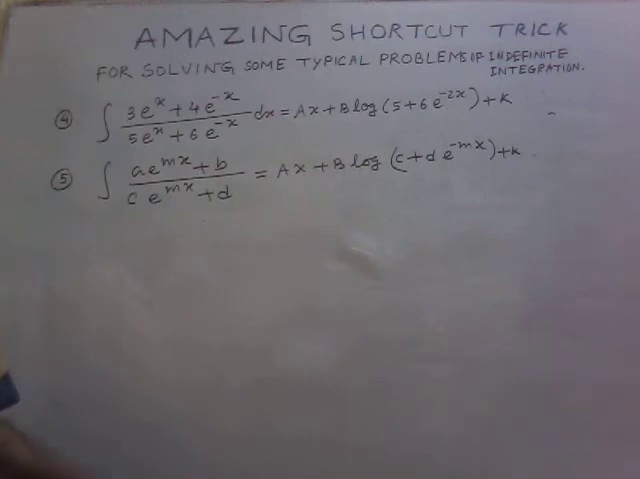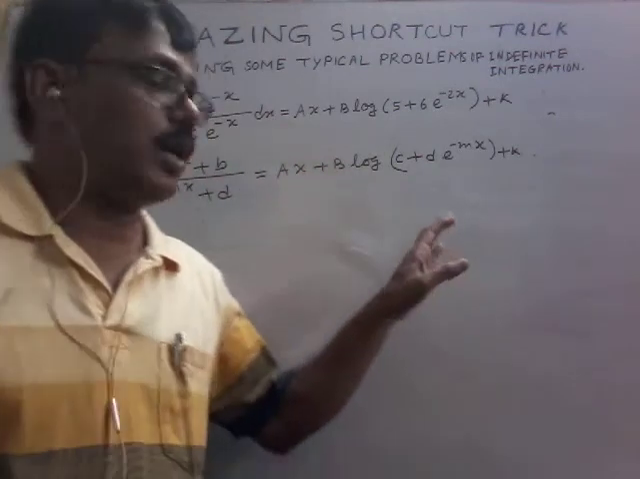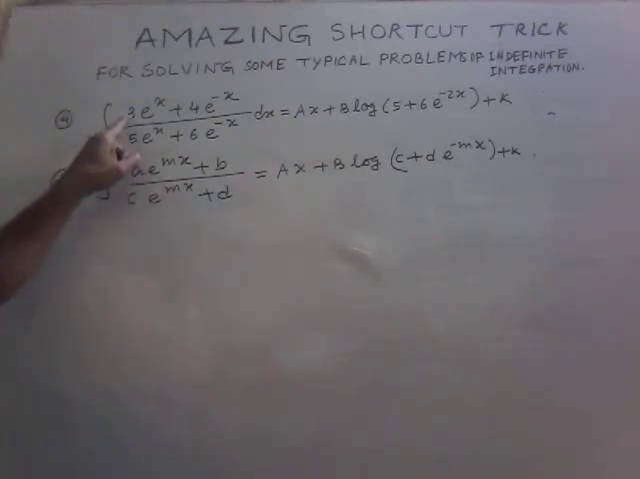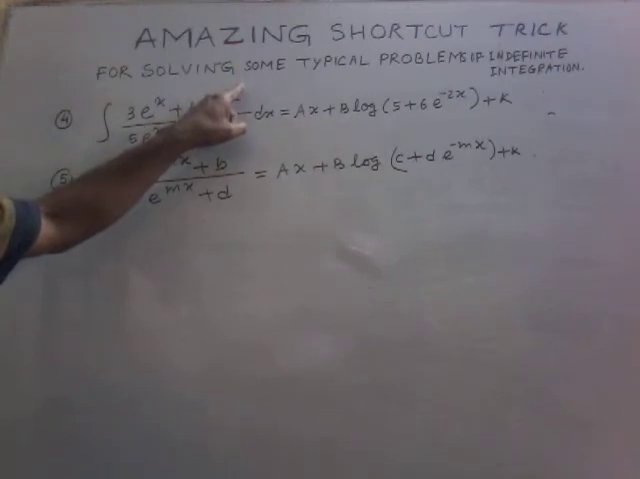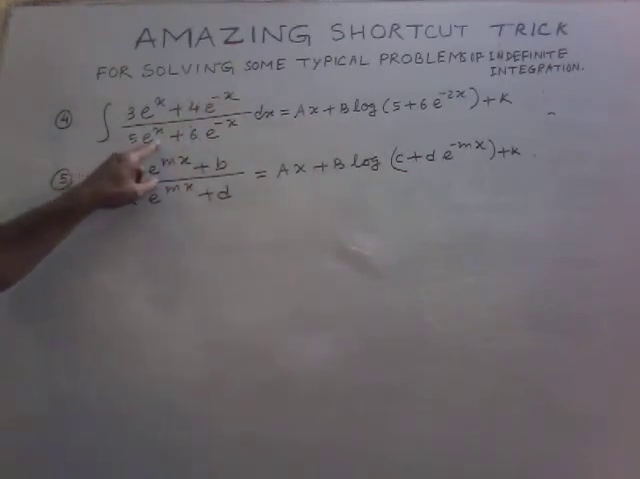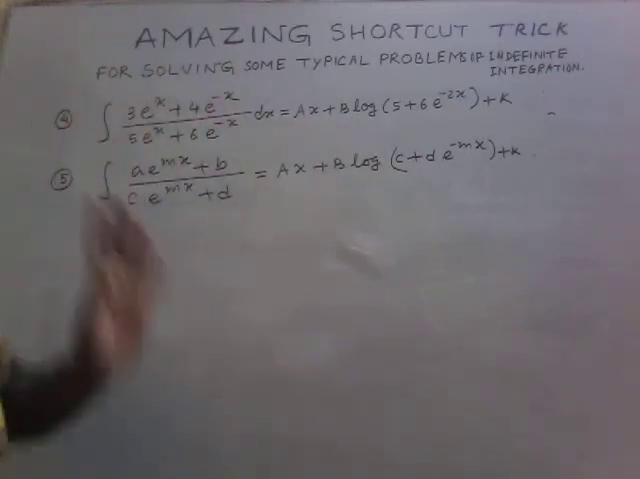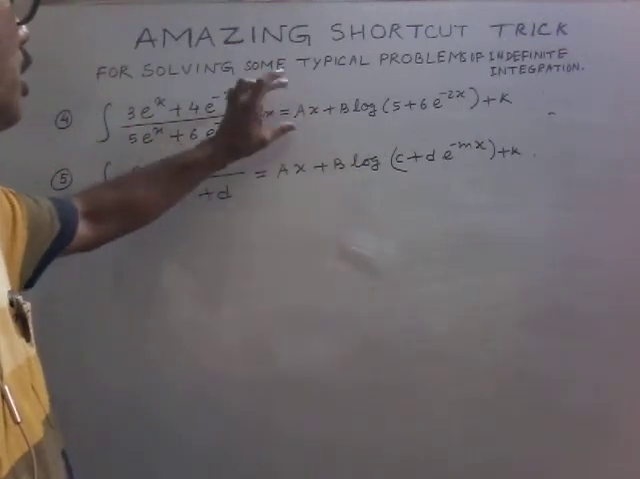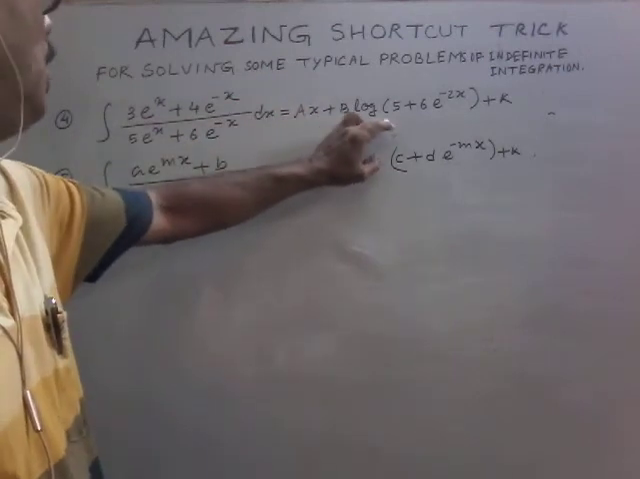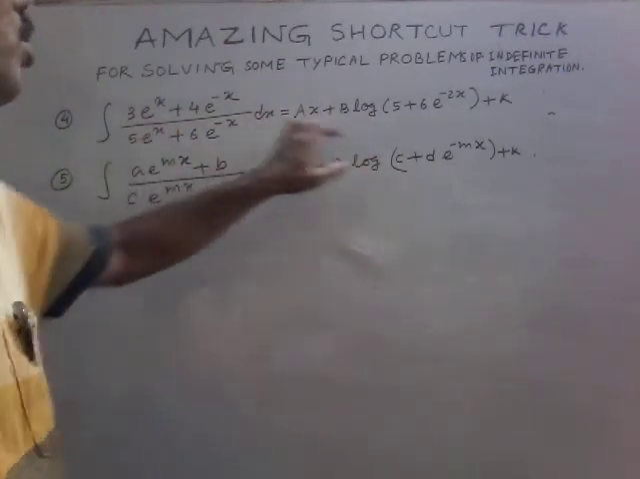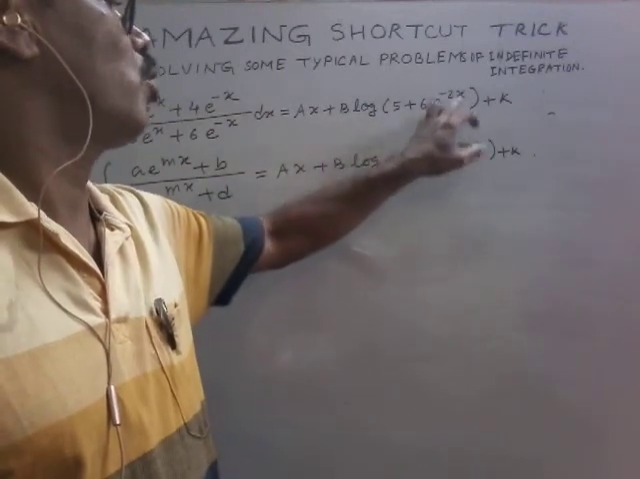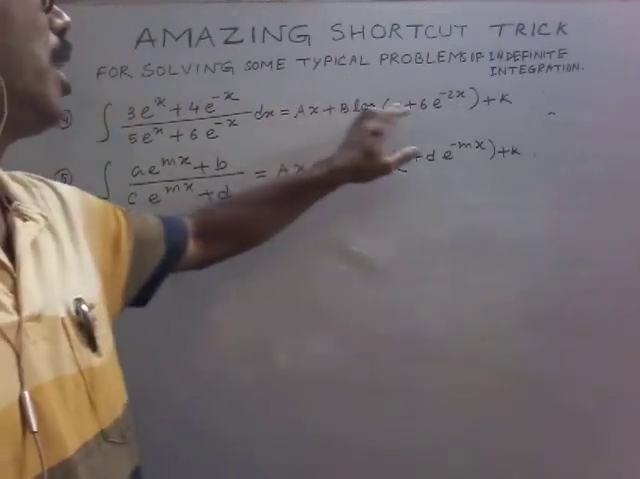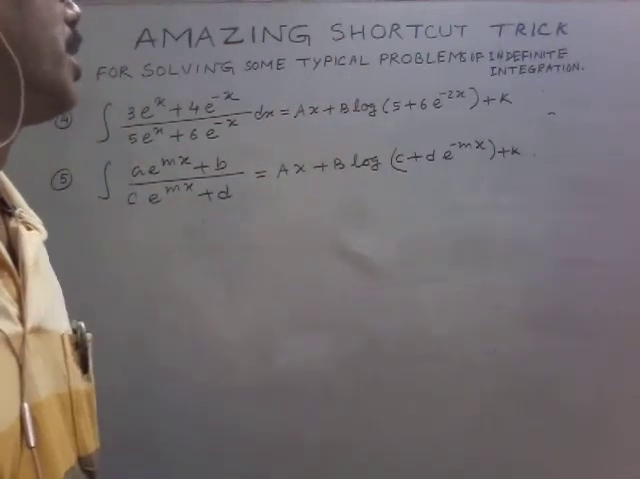Now we consider the same problem, but given in a different form. Look, (3e^x + 4e^(-x)) / (5e^x + 6e^(-x)). In the previous one, it is of the form ax plus b log. So the first one is 5e^x, the coefficient of e to the power x is positive, but here it is negative.